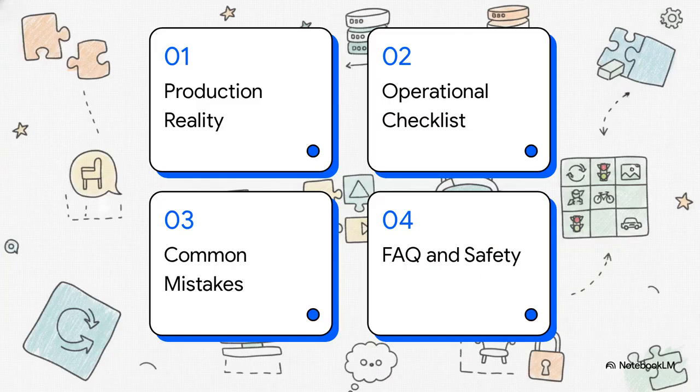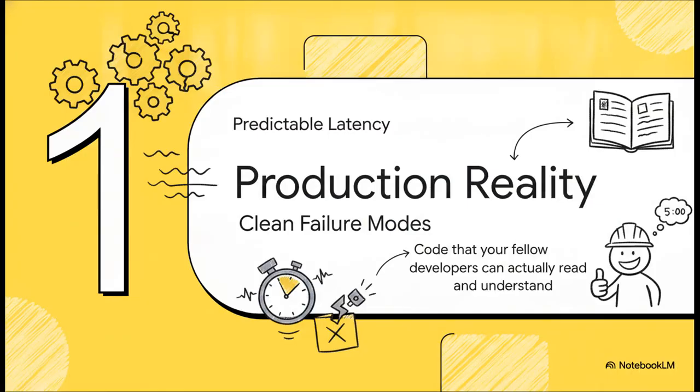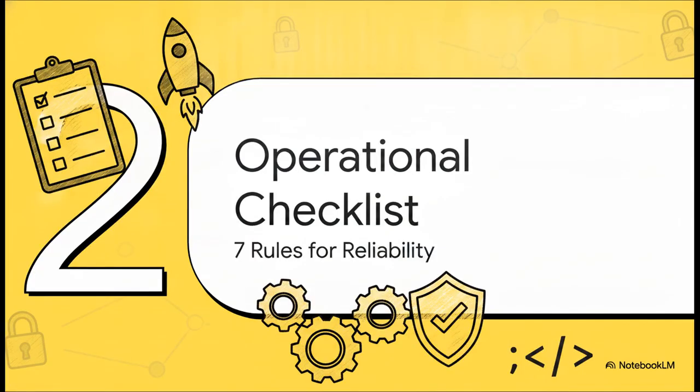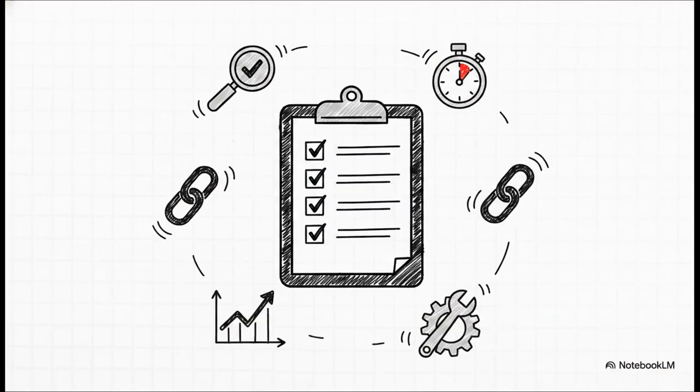So, here is our roadmap for today. 1. The production reality. 2. The operational checklist. 3. Common mistakes to avoid. And 4. Developer FAQ and safety. Section 1. The production reality, beyond the simple API call. Section 2. The operational checklist. 7 rules for reliability. Okay, here are the 7 production rules.